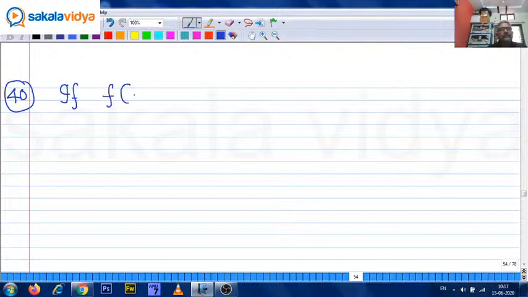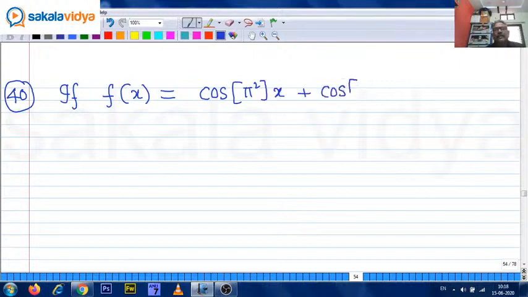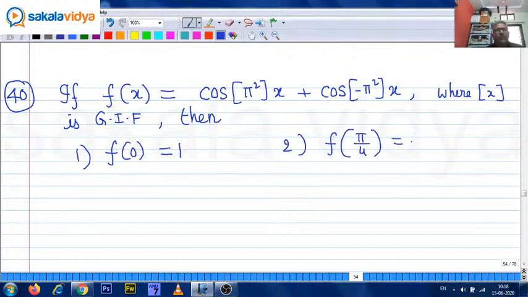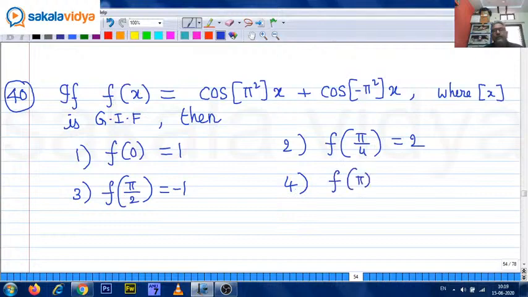If f of x equals cos of integral part of pi square of x plus cos of integral part of minus pi square of x, where integral part of x is the greatest integer function, then first option f of 0 equals 1, second option f of pi by 4 equals 2, third option f of pi by 2 equals minus 1, fourth option f of pi equals 1.